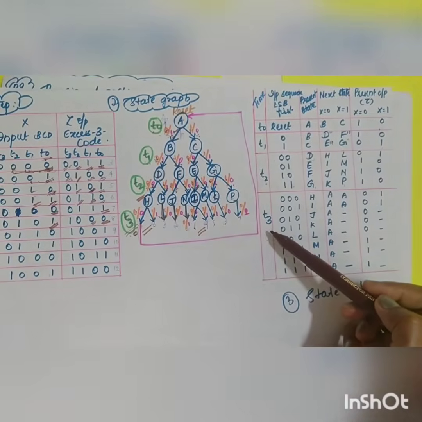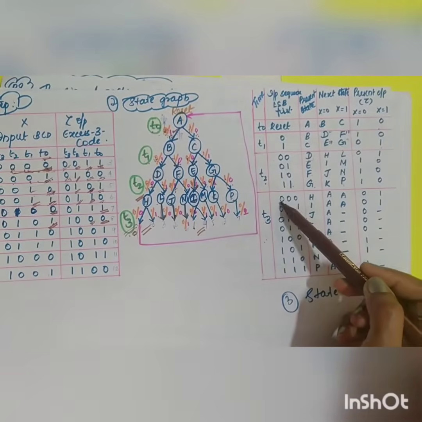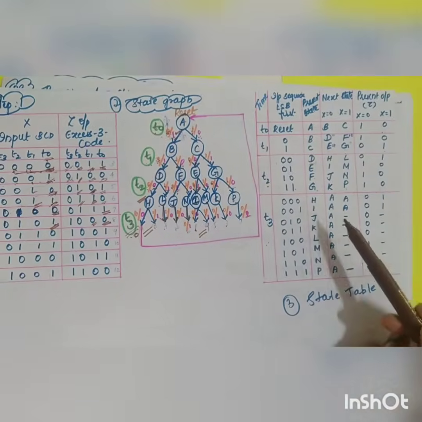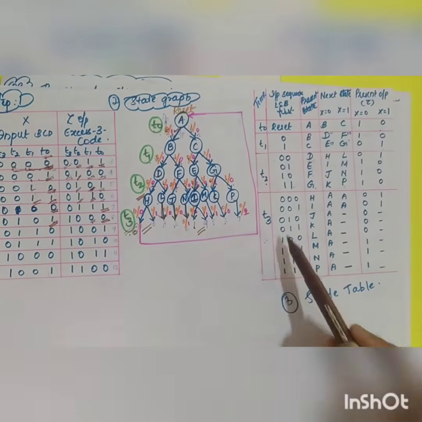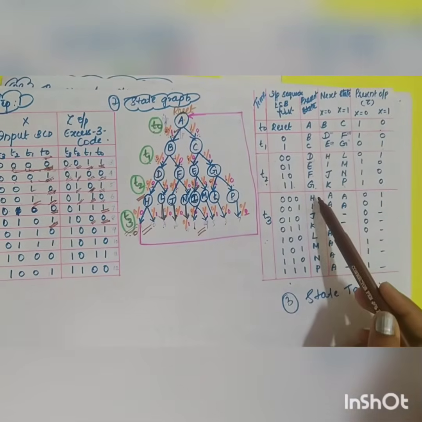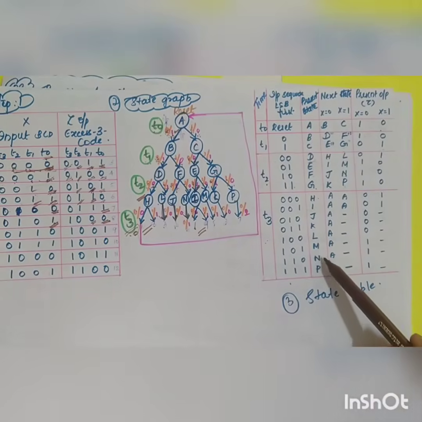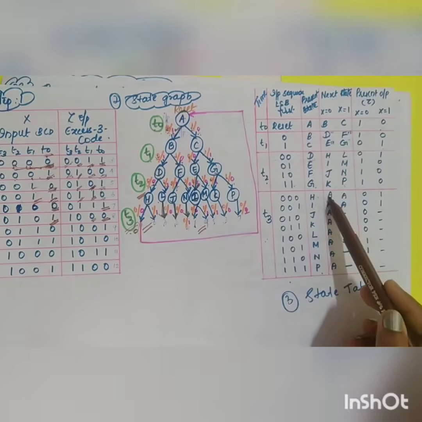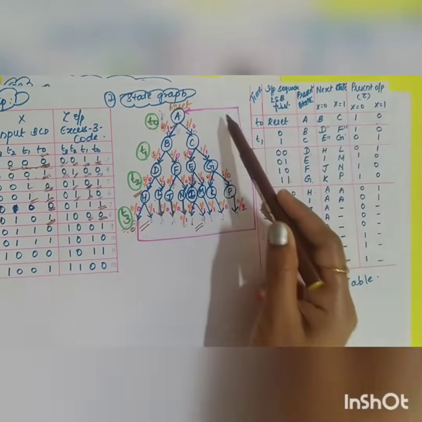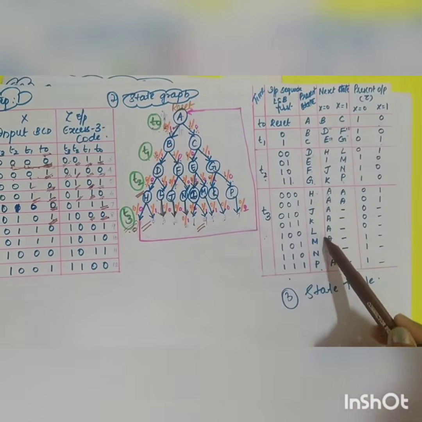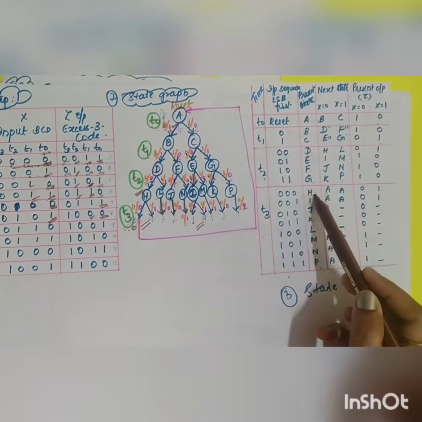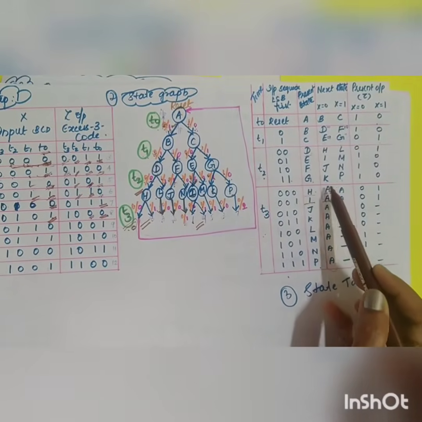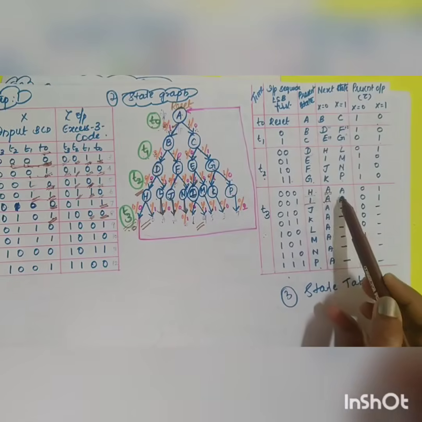Similarly, the last state, that is your T3. At time instant T3, you have 3 bits: 0, 0, 0, 0, 0, 1, 0, 1, 0, 1, 0, 0, that is 0 to 7. What are the different states? H, I, J, K, L, M, N, P. What is your next state? When x is equal to 0, everything goes back to A. That's why you have got A. See here in H and I, you have 2 options, when x is equal to 0 and when x is equal to 1.